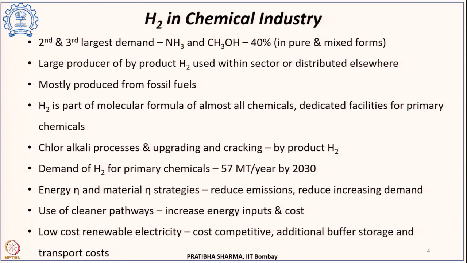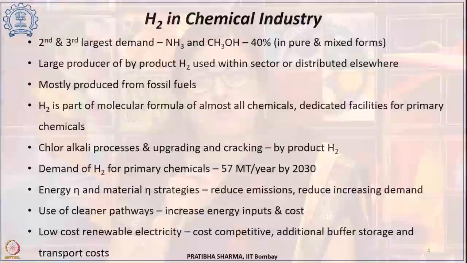Most of the hydrogen used in the chemical industry is currently produced from fossil fuels. If we see the major chemicals being produced, whether it is ammonia, methanol, ethylene, propylene or mixed xylenes, hydrogen is an important component. It is part of the molecular formula of almost all chemicals, but only for ammonia and methanol, which are the primary fuels, are there dedicated hydrogen production facilities in their industries.